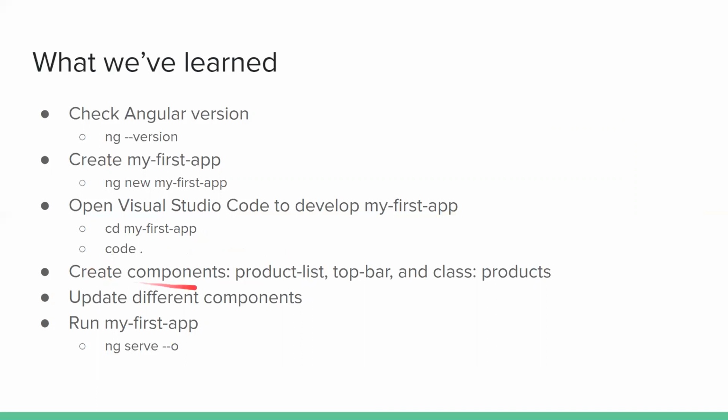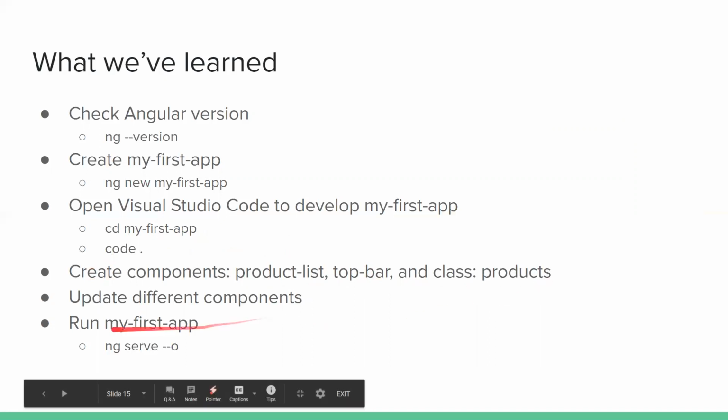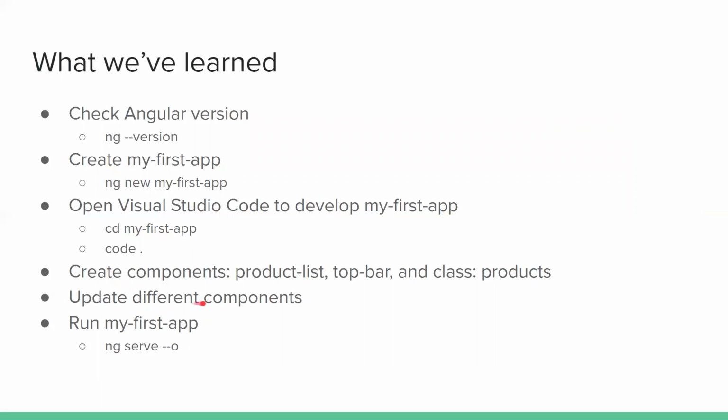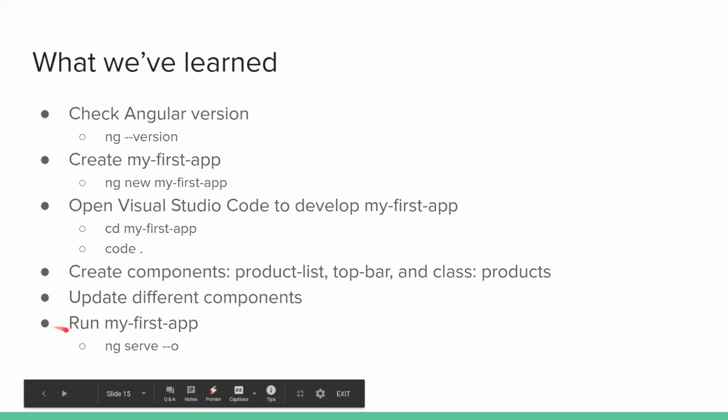Within Visual Studio Code, we created the product list component and top bar component and a class, the product class. Now we updated different components, and finally we run my first app using ng serve -o.